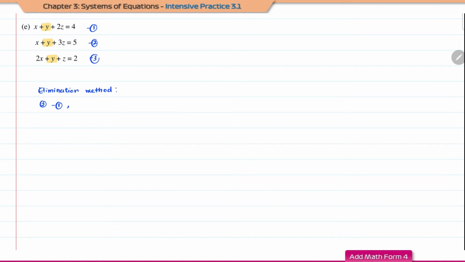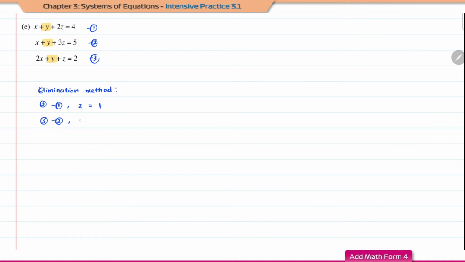So x minus x is equal to 0, y minus y is equal to 0. So when we have 3z minus the 2z, it's just a positive 1z. And 5 minus 4 is equal to 1. So straight away, we already find the value of z. Next, we're going to use equations 2 and 3. In order to get rid of the y, we're going to use equation number 3 minus equation number 2.